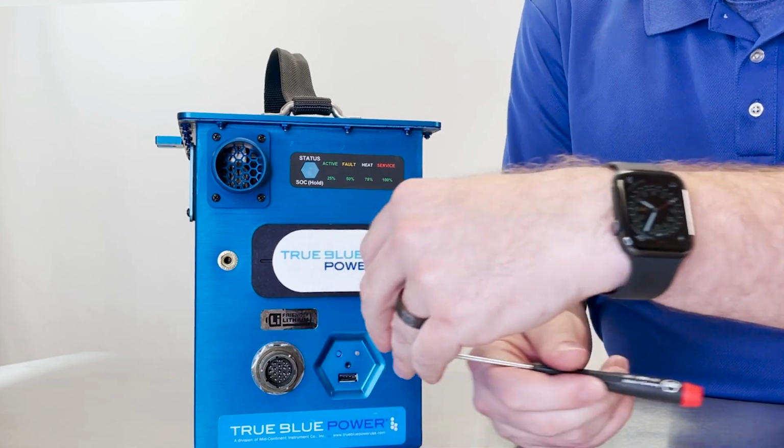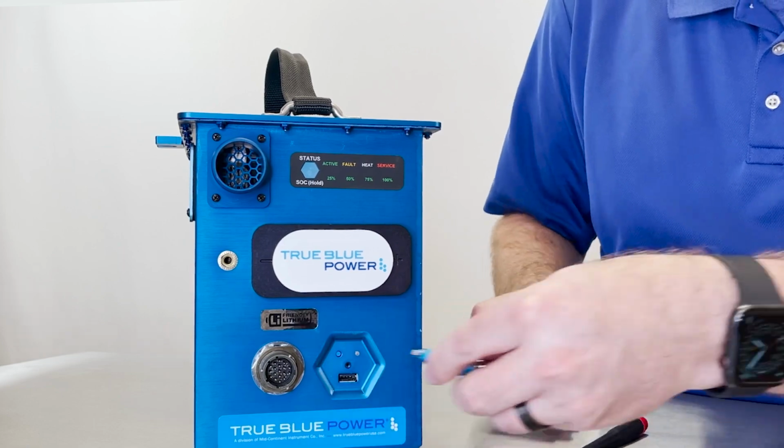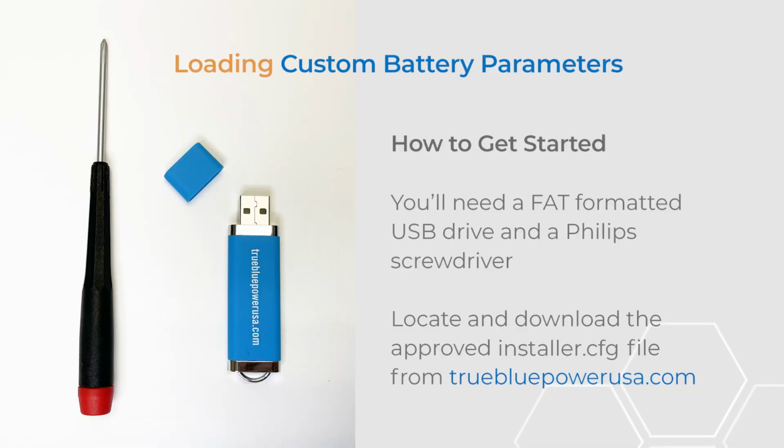And in this video, we're going to show you how to load custom parameters to your Gen 5 battery. You're going to need a FAT formatted USB drive, a Phillips screwdriver to remove the dust cover over the USB port. You're going to want to go ahead and download the installer.cfg file from truebluepowerusa.com.